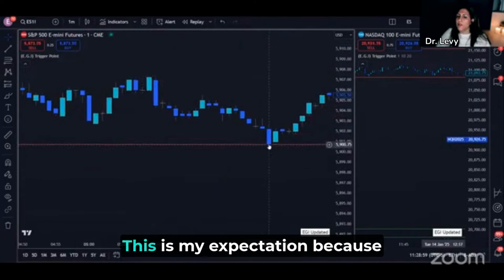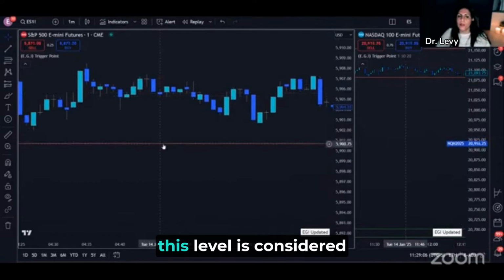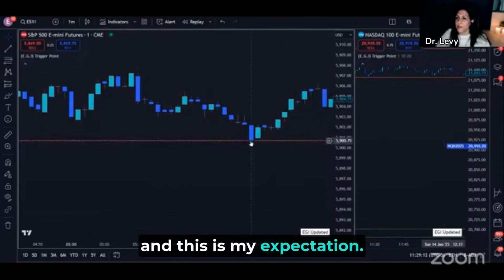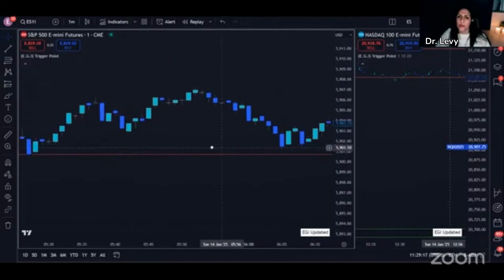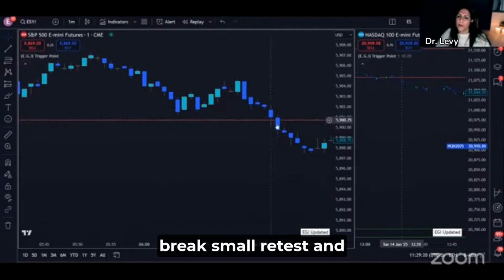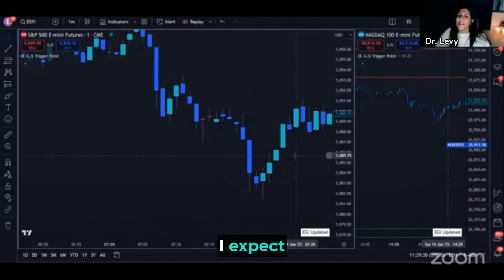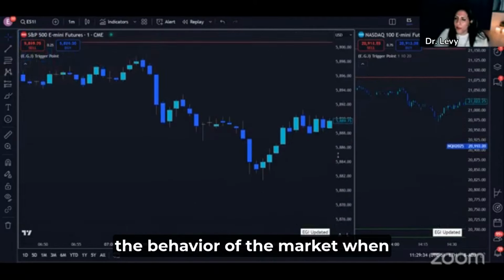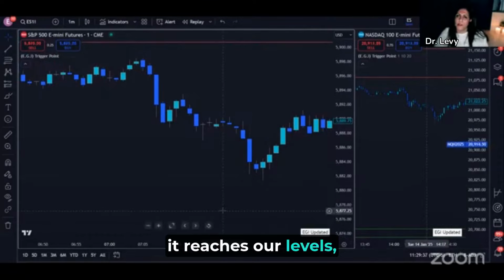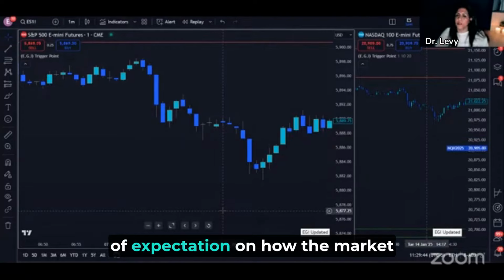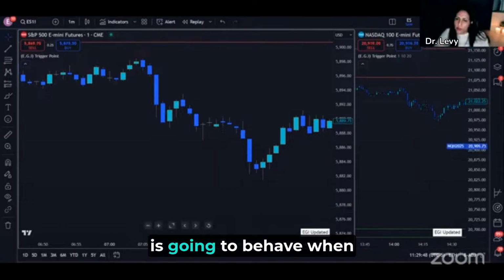choppy, choppy, choppy. This is my expectation because at this point, this level is considered a support level, and this is my expectation. Then, of course, break, small retest, and go to the downside. I expect this behavior of the market when it reaches our levels. And it's very important to have a tool where you have a system of expectation on how the market is going to behave when it reaches these levels.